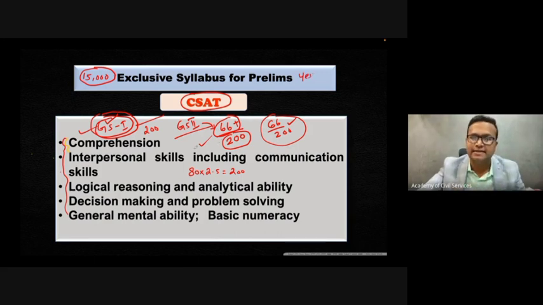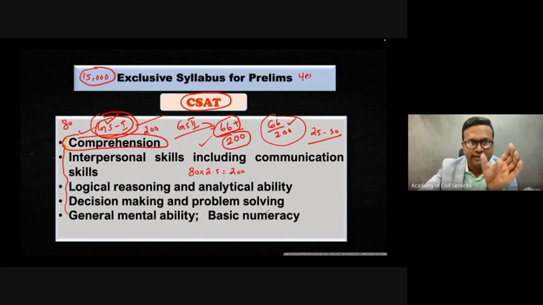How? See, out of 80 questions, near to 25 to 30 questions will be comprehension. Comprehension means that one passage in English will be given to you, and Hindi also will be there. You need to read the passage. After reading the passage, there will be 1, 2, or 3 questions after the passage.